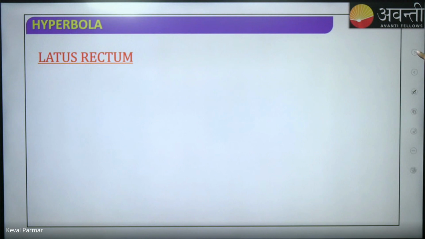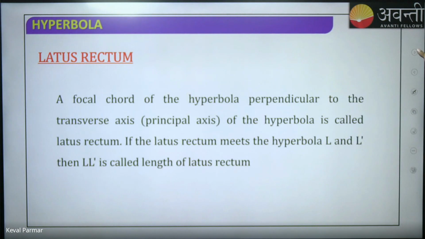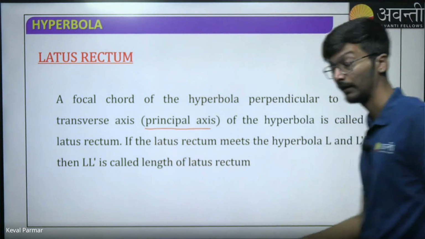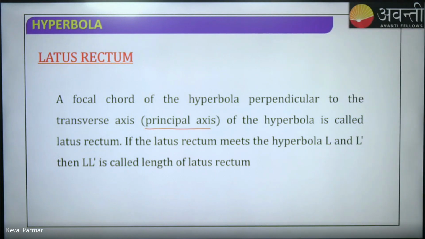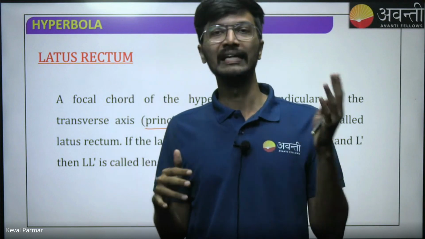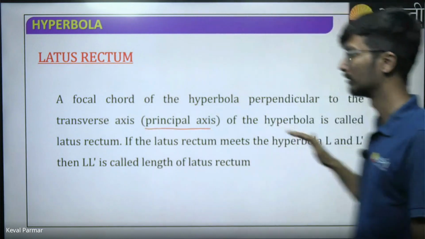The most important thing, which is the latus rectum: a focal chord which is perpendicular to the transverse axis, that means the principal axis, right? We all know the definition of latus rectum. Again, I am just revising all this so that you also get to revise the ellipse, because it's the same as hyperbola. Till now, we have not seen how the hyperbola curve looks on the coordinate plane. We'll see that after defining the terms.